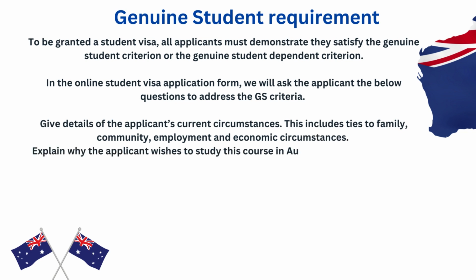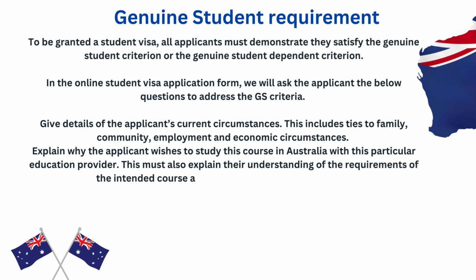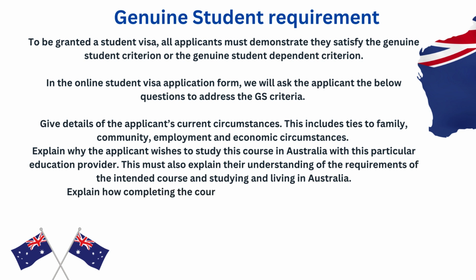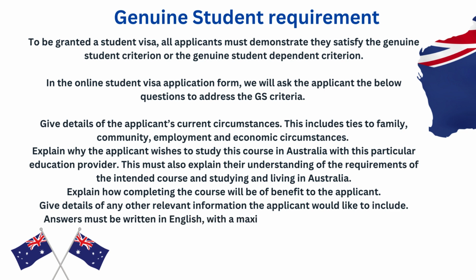Explain why the applicant wishes to study this course in Australia with this particular education provider. This must also explain their understanding of the requirements of the intended course and studying and living in Australia. Explain how completing the course will be of benefit to the applicant. Give details of any other relevant information the applicant would like to include. Answers must be written in English, with a maximum of 150 words per question.